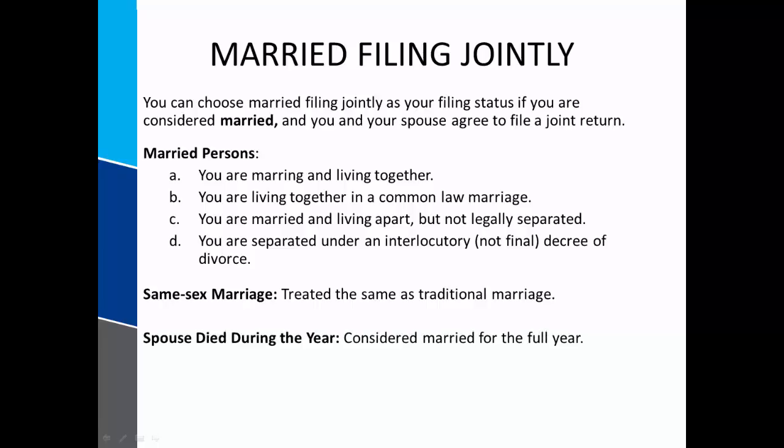Spouse died during the year. If your spouse died during the year, you are considered married for the whole year for filing status purposes. However, if you remarried before the end of the year your spouse died, you can file a joint return with your new spouse, and your deceased spouse's filing status must be married filing separately for that year.